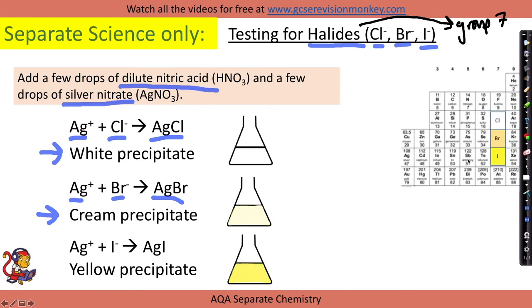Now, to help you remember, if you think about the periodic table, you can think of the precipitate getting darker as you go down the periodic table. So white precipitate for chloride ions, cream for bromide, and yellow for iodide.